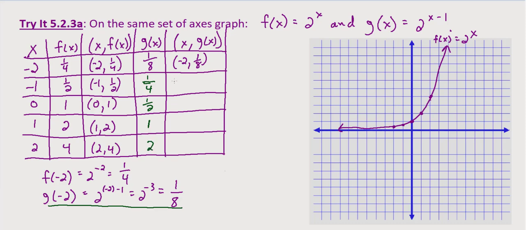And then turning those into the actual points, we have negative 1, 1/4, 0, 1/2, 1, 1, and 2, 2. So let's plot those points. At negative 1, we're at 1/4. At 0, we're at 1/2. At 1, we're at 1. And at 2, we're at 2.